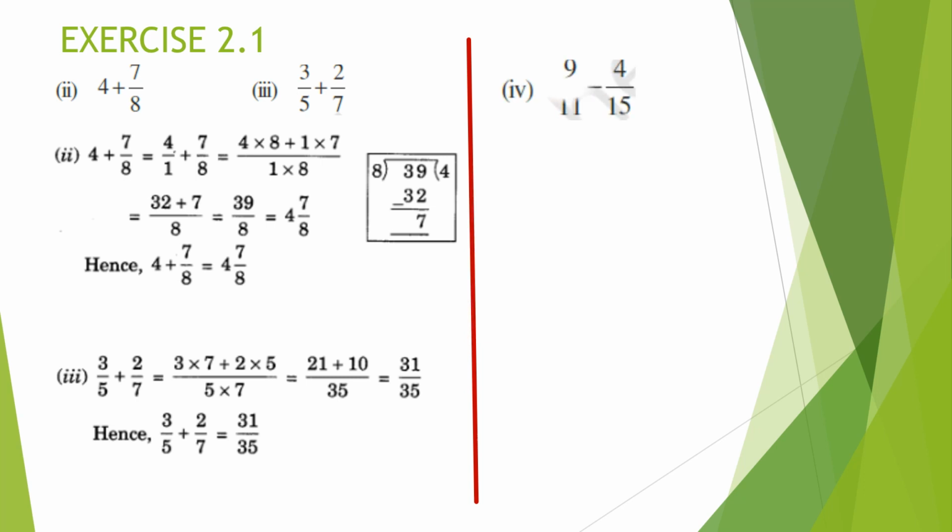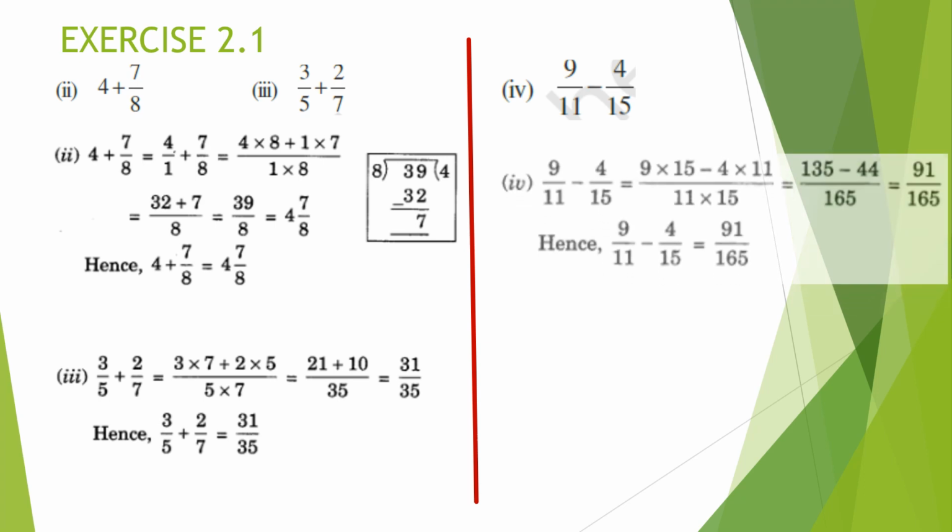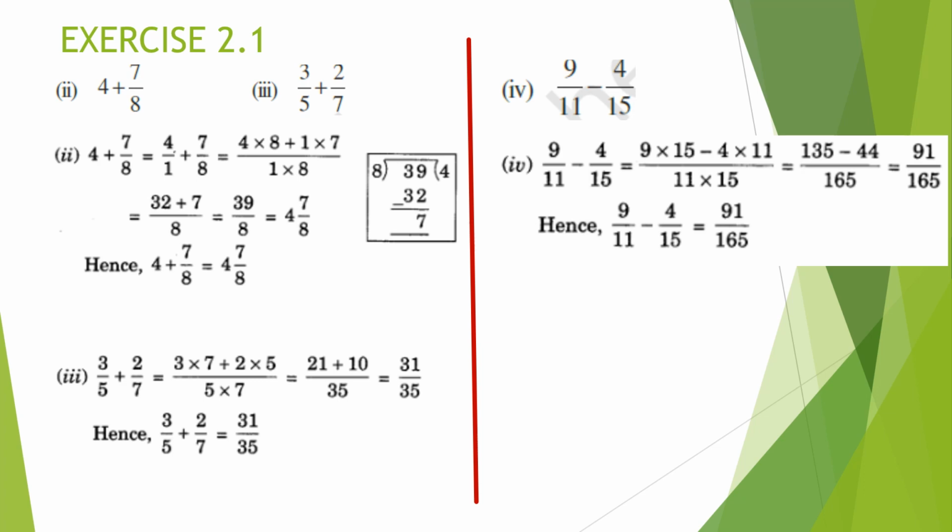Now the next question, question number 4, 9 upon 11 minus 4 upon 15. Here also the denominators are different. So we can find the LCM of 11 and 15. The LCM of 11 and 15 is 165. So the first fraction 9 upon 11, the denominator is 11 which is multiplied by 15. So the numerator 9 is also multiplied by 15.